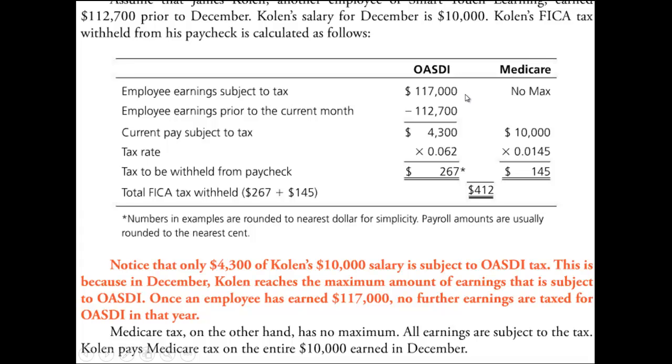So he's getting paid $10,000, but of that $10,000, only $4,300 is going to be below that threshold. Okay, and so we're going to multiply that by 6.2%. So we're going to have $267 withheld there. And for Medicare, there's no maximum, there's no ceiling to it. So the full $10,000 is going to be subject to that. So the $267 plus the $145 is the total of the FICA tax, which is $412.